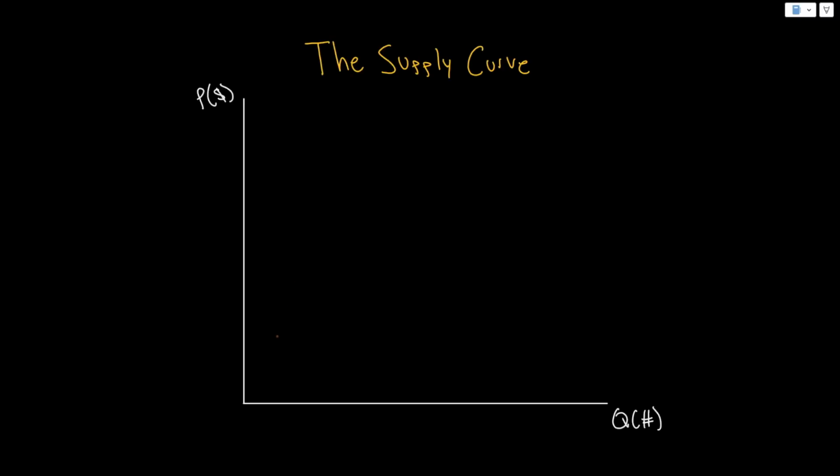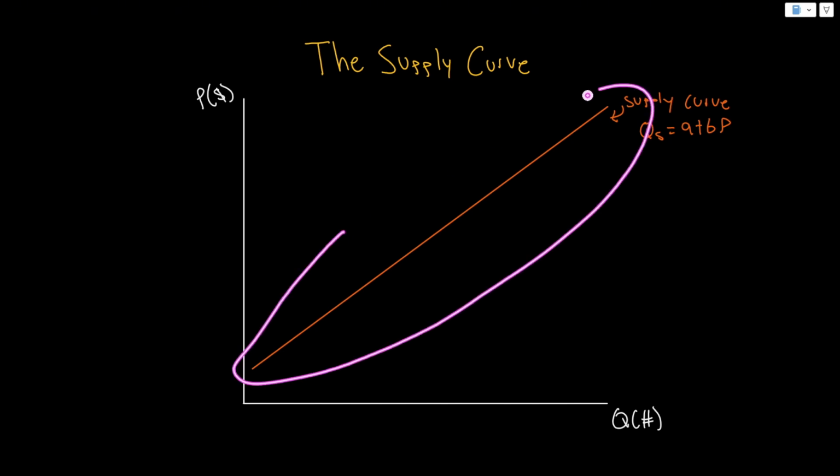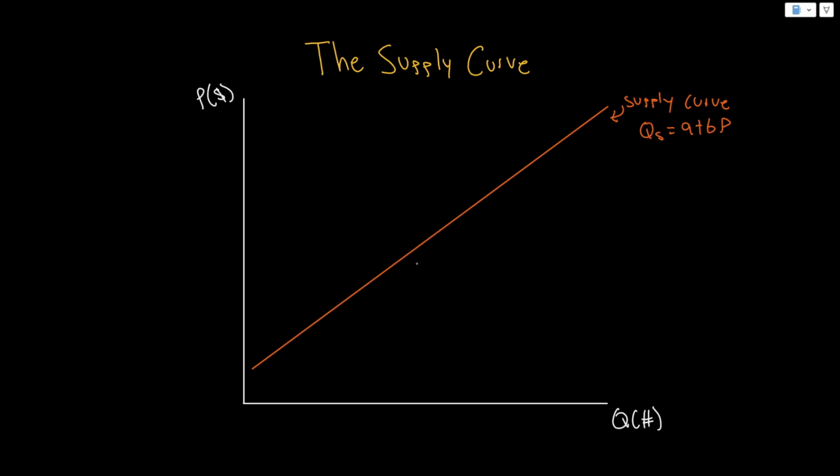All right, so now to visually show you what we just learned. I'll draw a simple example of the supply curve like this. This is our supply curve with the equation QS is equal to A plus BP. All of this is the supply curve, and a point on it would be our quantity of supply, our QS.